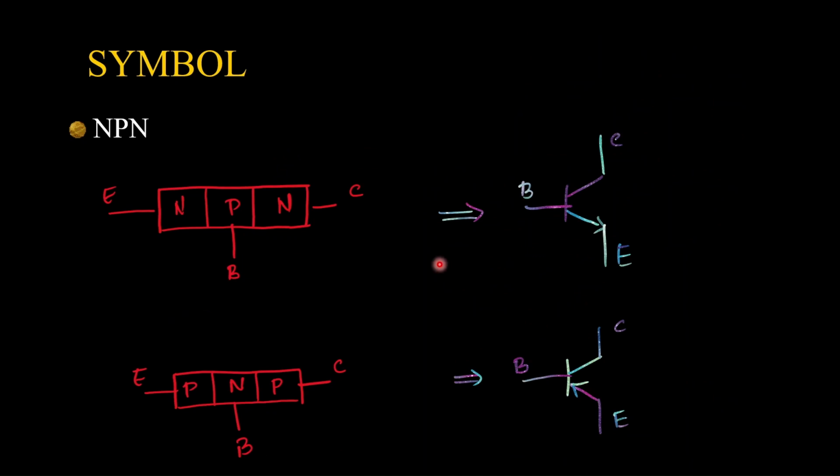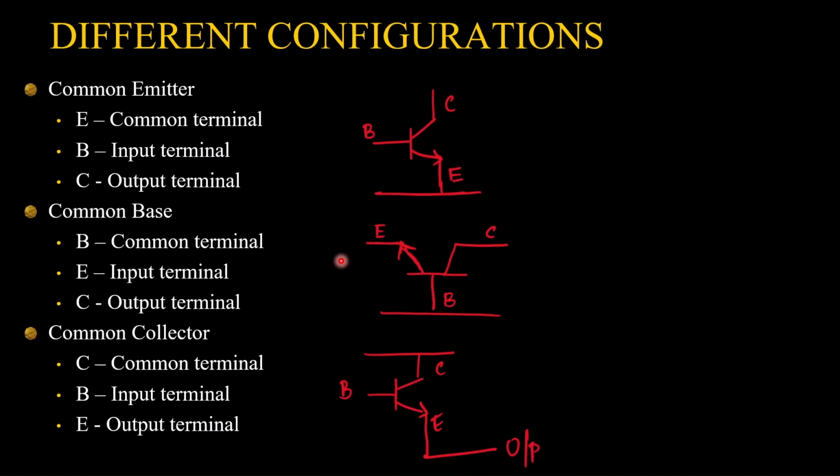Basically, this arrow of the emitter shows the current flow. Okay, it shows the conventional current flow only. For NPN, this conventional current flow will be outward, whereas for PNP, it will be inward. This is one thing you have to note very carefully, and generally we use an NPN transistor only.